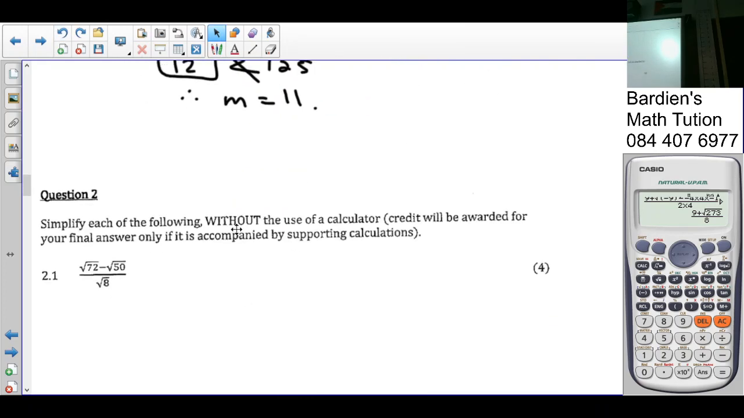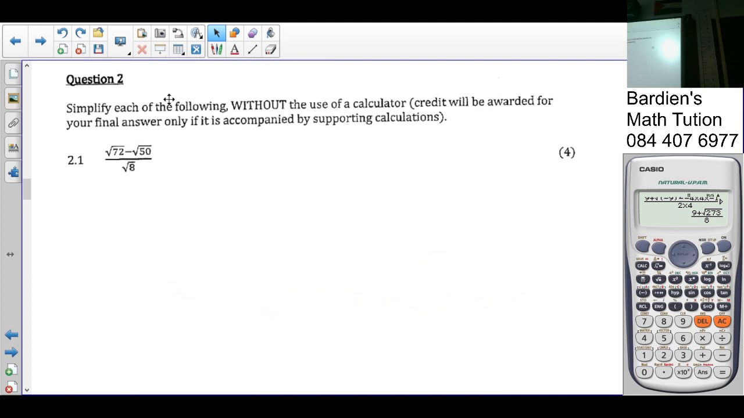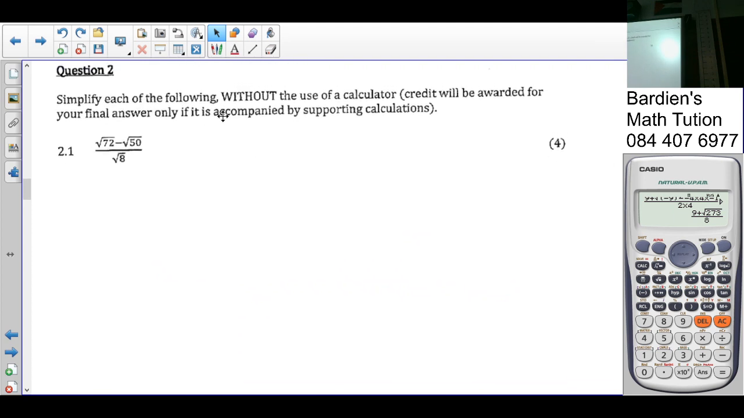Let's look at the next question. Question 2. Question 2, we are told simplify each of the following without the use of a calculator. So, as we know, this calculation can be done on the calculator and you'll get the exact answer, but you won't be awarded the full mark for typing it into the calculator. Okay? You must substantiate or accompany your calculation with the supporting calculation, okay? Or the appropriate calculation.